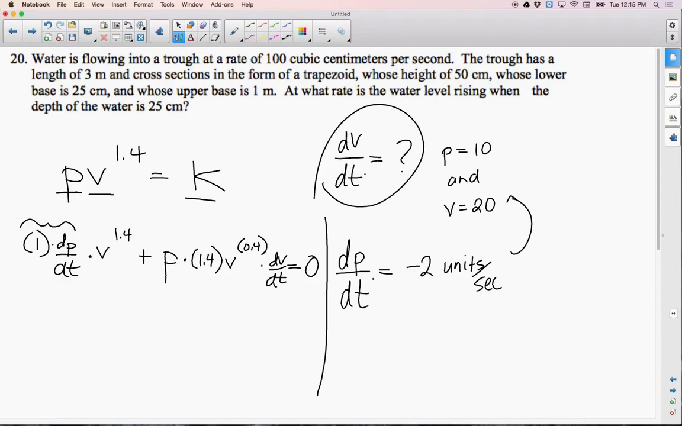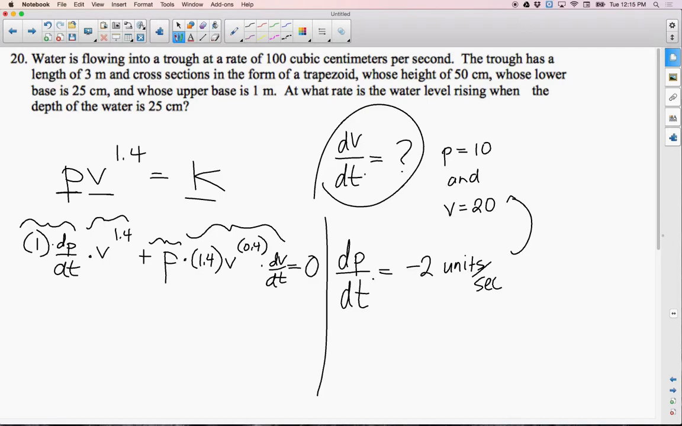So derivative of the first times the second, plus the first times the derivative of the second. Do you see it all? And remember to do it implicitly, so when you're doing the derivative of P, you've got to remember to use chain rule, multiply by dP/dt. When you do V, you've got to remember to multiply by dV/dt. We're rocking this out.